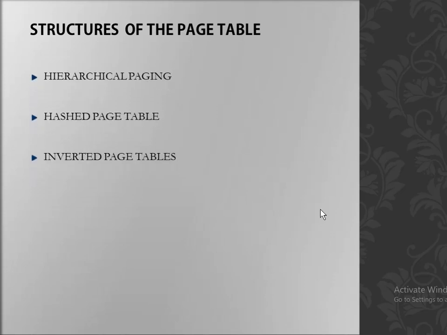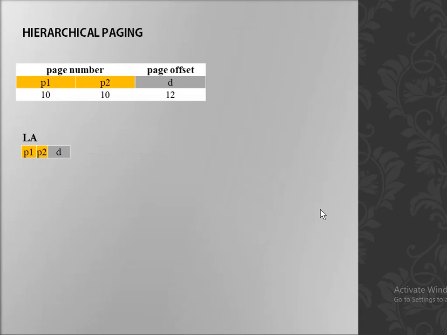Next is the structure of the page table. In the structure of the page table, we have 3 different structures: hierarchical paging, hashed page tables, and inverted page tables. The inverted page table is also called the modern page table. See, hierarchical, what do you mean by hierarchical? It is a tree-like structure, right?